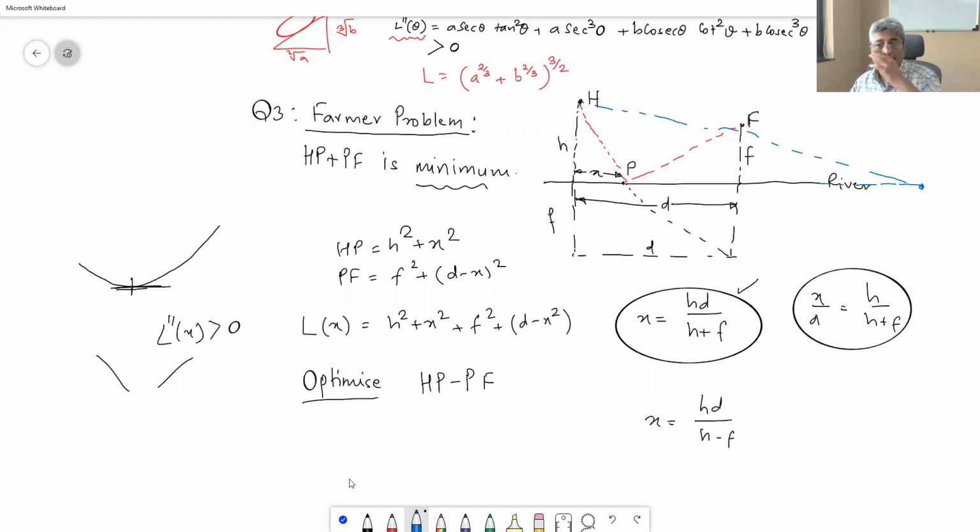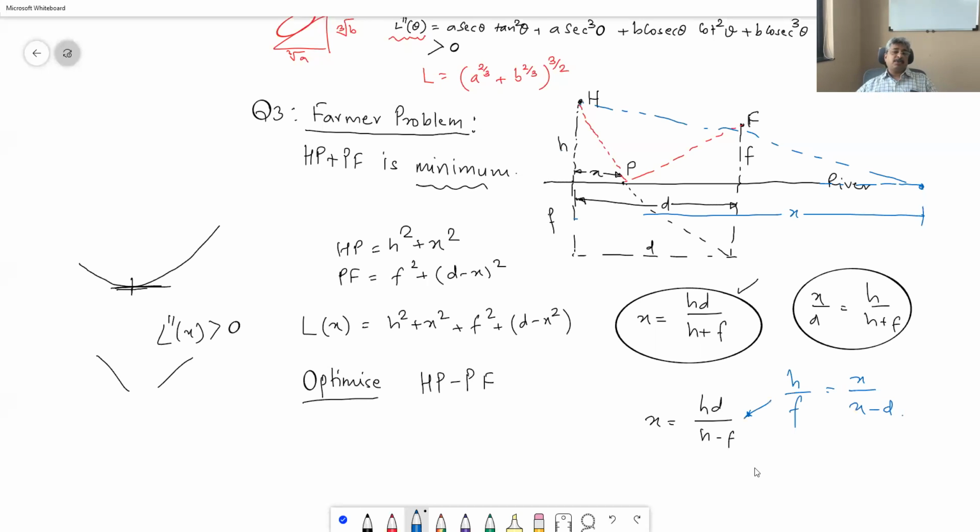So this distance x from here to here, if you consider similarity, it will be bigger. H upon f is equal to bigger upon smaller, so x upon x minus d. Is that correct? H upon F is equal to X upon X minus D. And if you simplify it, you get this.